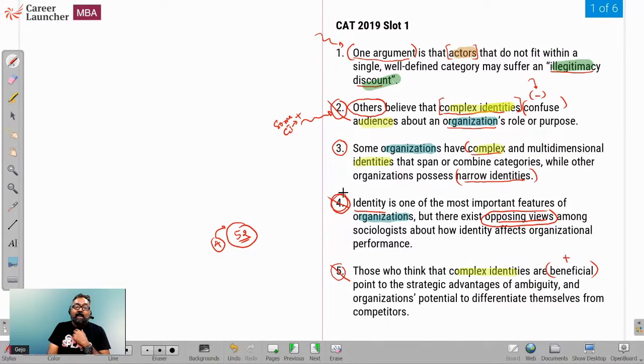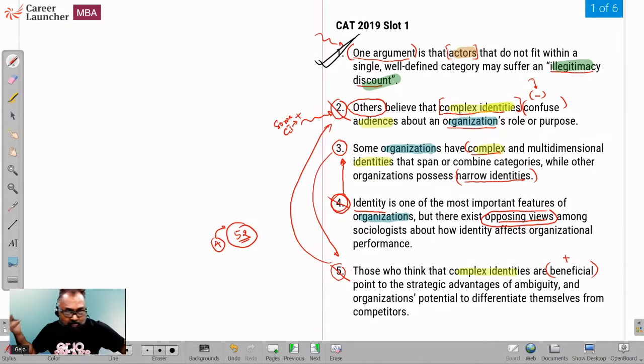There are identities. Some are complex, some are narrow. But there are those who think that complex identities are beneficial, and others who think that complex identities are not beneficial, and then figuring out that the odd sentence is number 1. Okay, makes sense, right? No issues. But this is not a session on how to answer an odd sentence question, right?